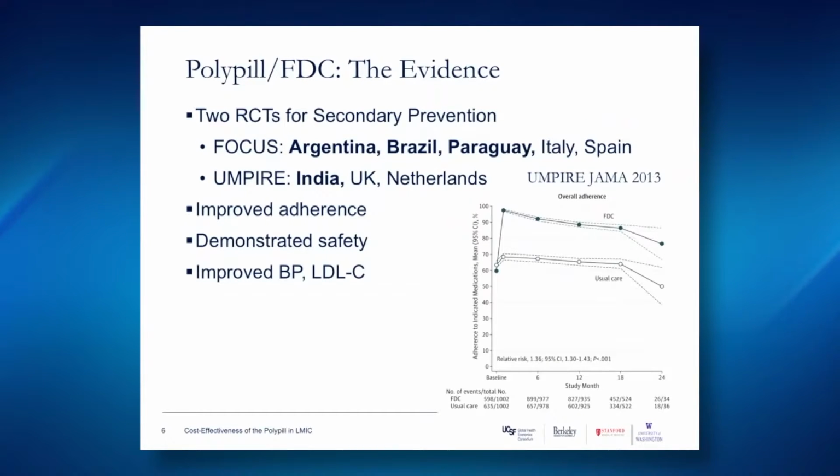And so since then, there were a couple of randomized controlled trials done looking at secondary prevention and the Polypill. And these 2 were called Focus and Umpire. Notably, they did have some patients in low and middle income countries. And the evidence shows that these trials were not powered to show outcomes, but they did show improved adherence, and they did show improved blood pressure and LDL cholesterol. And there was also demonstrated safety. So when you looked at people who got the Polypill versus usual care, you weren't seeing a lot more side effects.